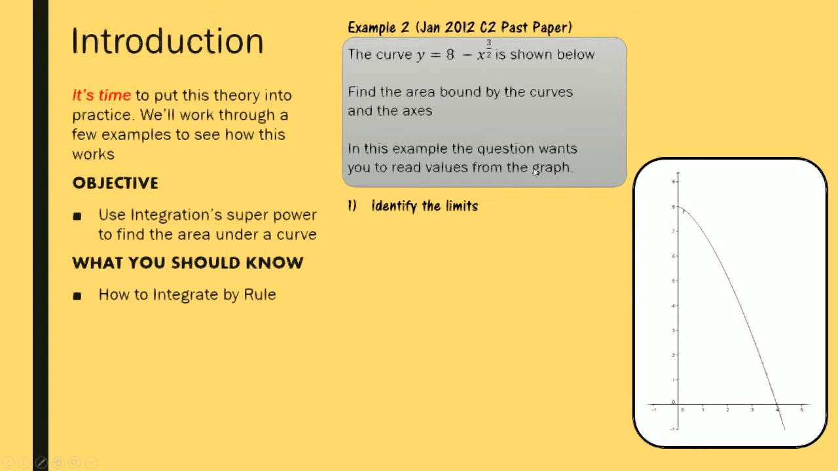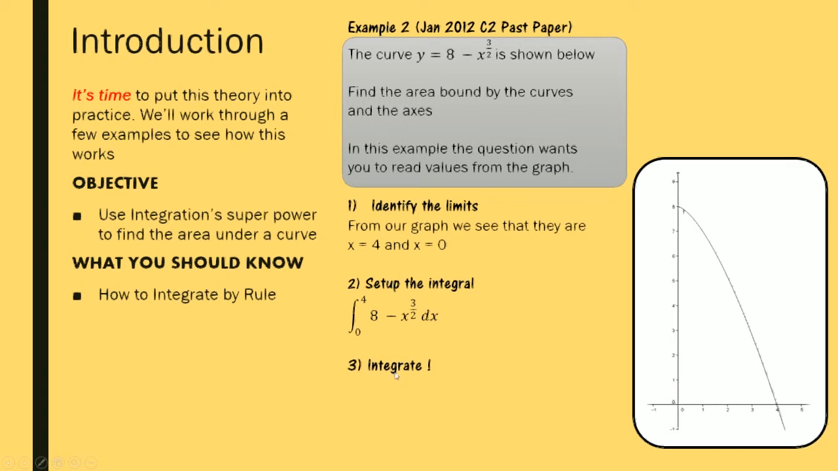So we're going to identify the limits, the highest point and the lowest point of the graph it wants to measure from. From our graph we can see that they're x equal to 4 and x equal to 0. We're going to set up the definite integral. So it's the integral between 4 and 0 of 8 minus x to the power of 3 over 2 with respect to x. If I integrate, I'm going to get 8x, so the 8 gets an x put in front, and 3 over 2 plus 1 gives us 5 over 2.